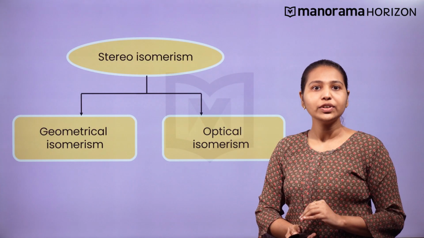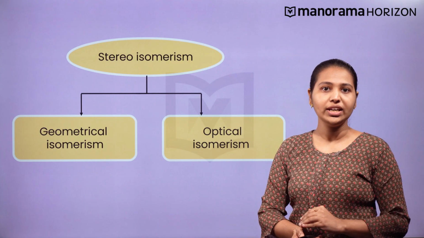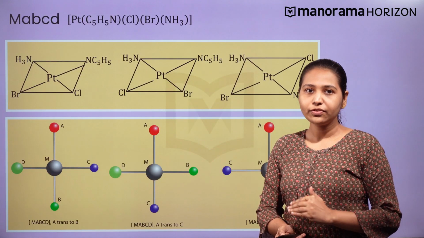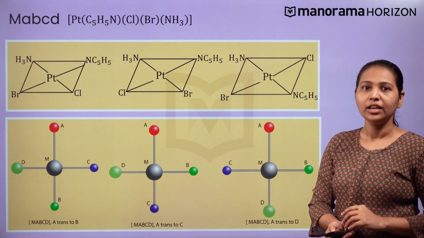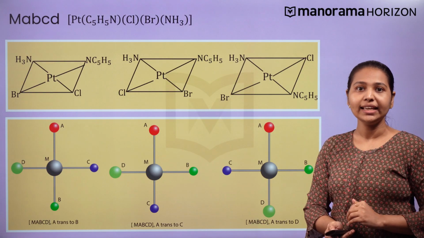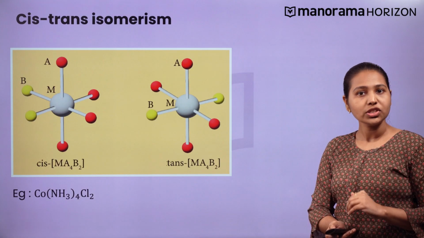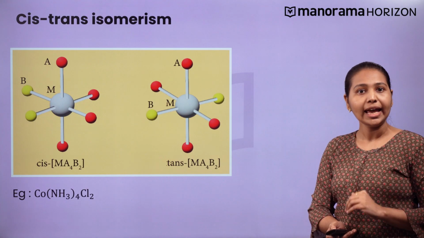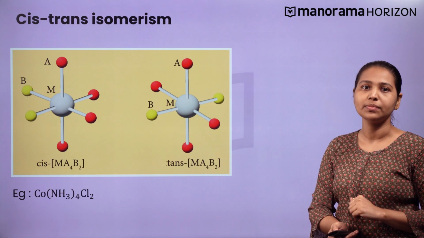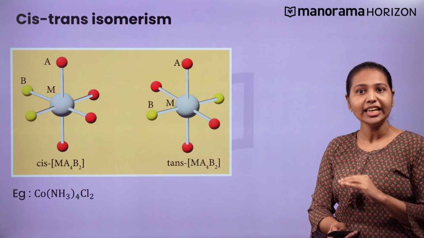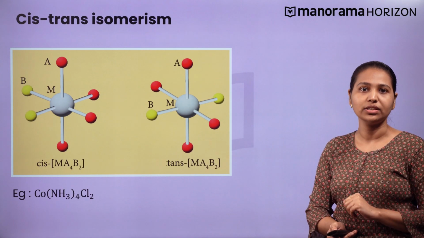Next, we will see the different types of stereoisomerism, that is optical isomerism and geometrical isomerism. Complexes of type MABCD exist in 3 geometrical isomers. You can see that the ligand A can occupy the position trans to B, C or D. Octahedral complexes of formula MA4B2 are yet another example of cis-trans isomerism. Here, 2 ligands, say B, may be oriented either cis or trans to each other.